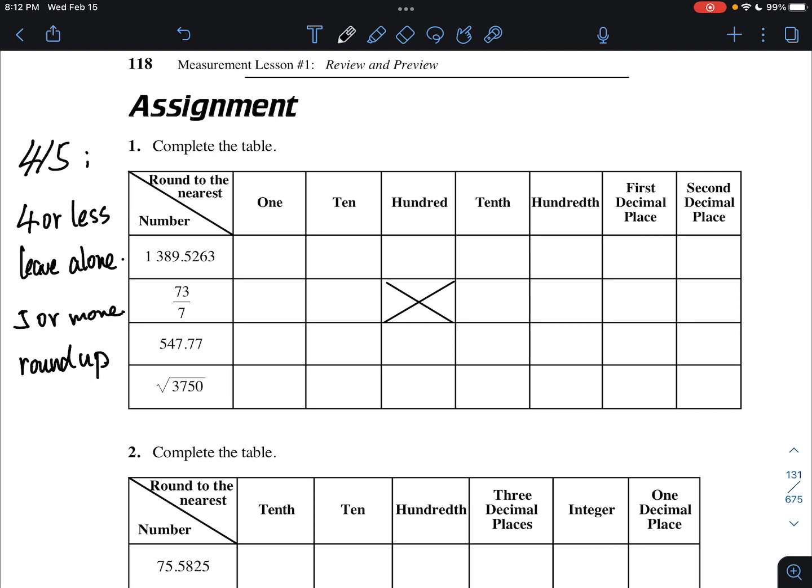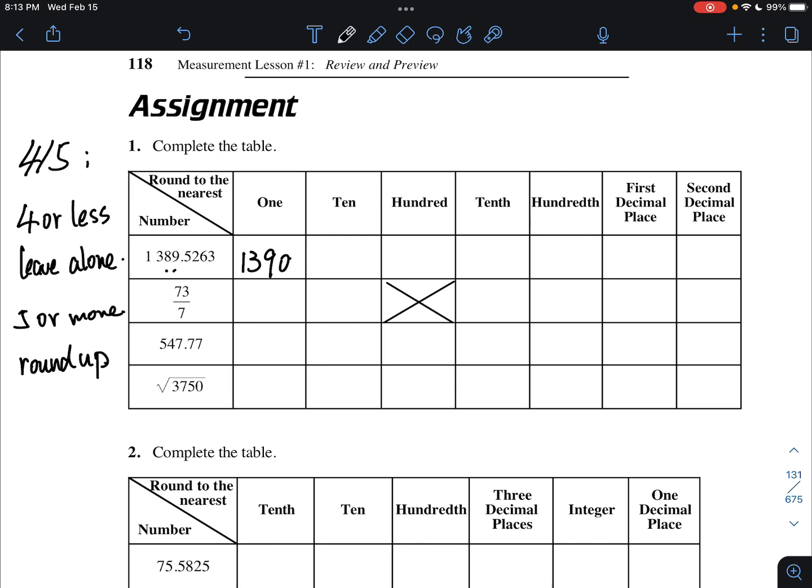Okay, for this first one, it is 1389.5263. Let's round to the ones place. The first digit to look at is 5, which means round up. Round up is +1 here, and because this is 9, we just plus 1 more, so it's 1390.